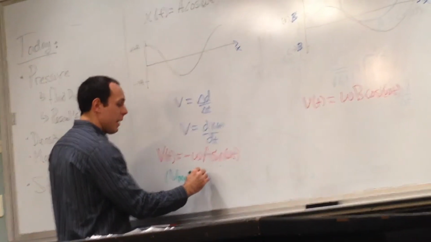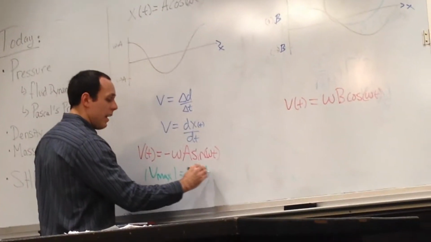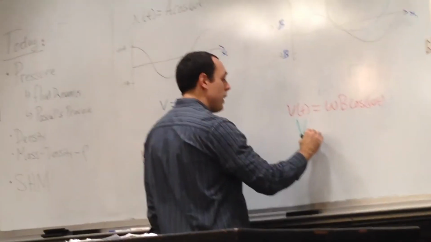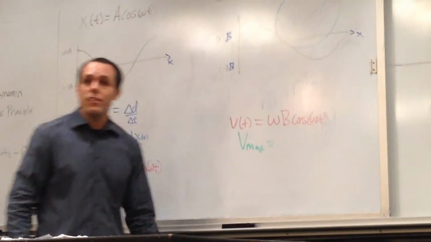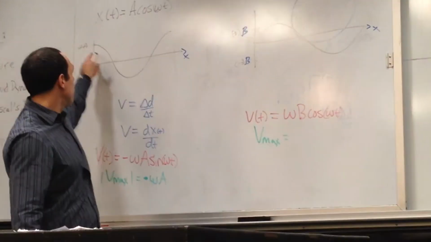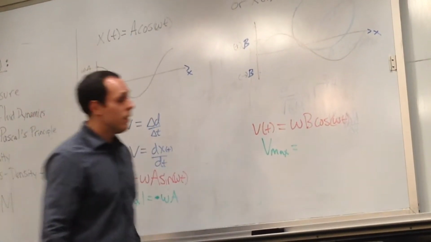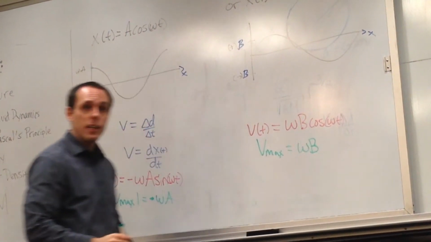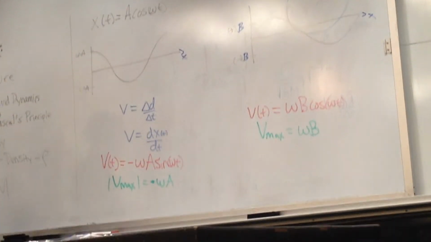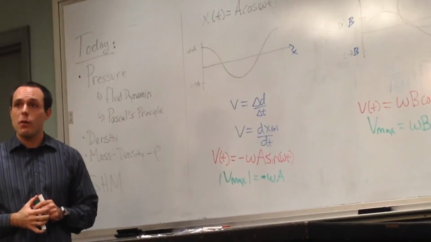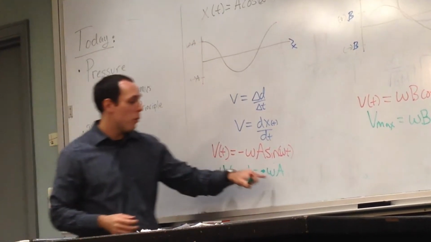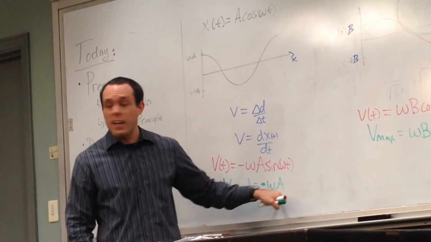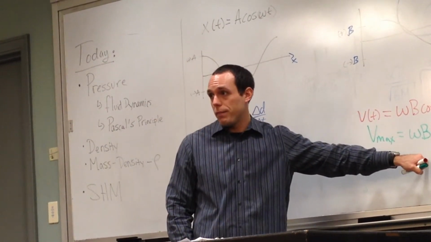The absolute value of that is just omega A. Here, the maximum value is when omega t is equivalent to 0. That's just omega b, where b is just another amplitude. And that's why your book quotes the maximum velocity of an object undergoing simple harmonic motion as omega, the angular frequency, multiplied by the amplitude. You can call it A or you can call it B. They both mean amplitude.